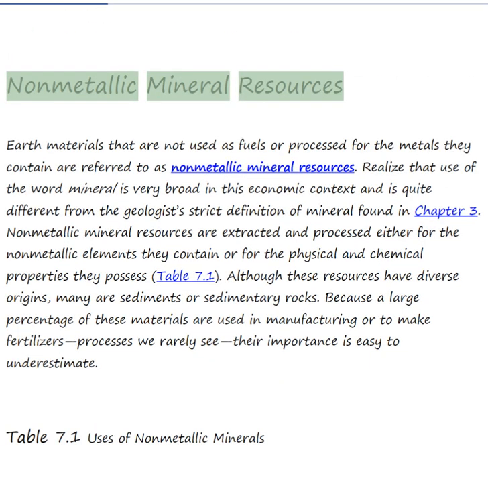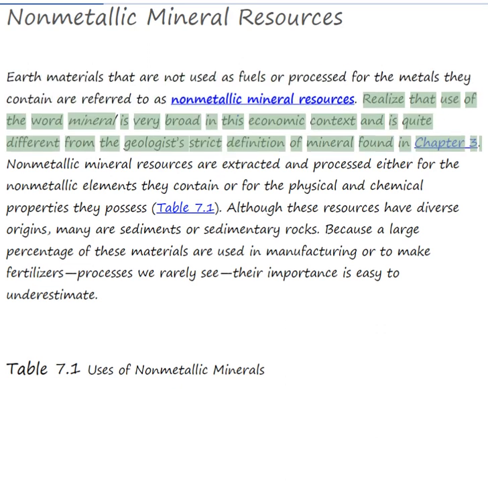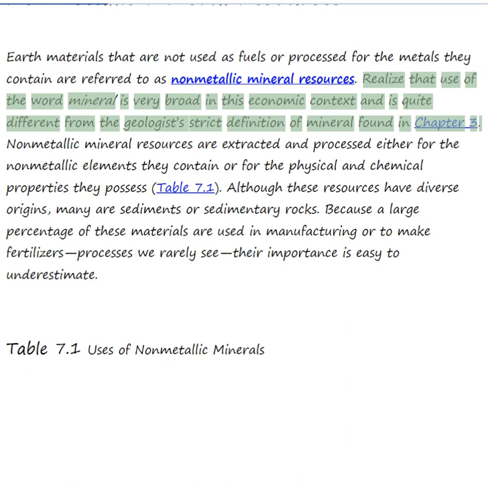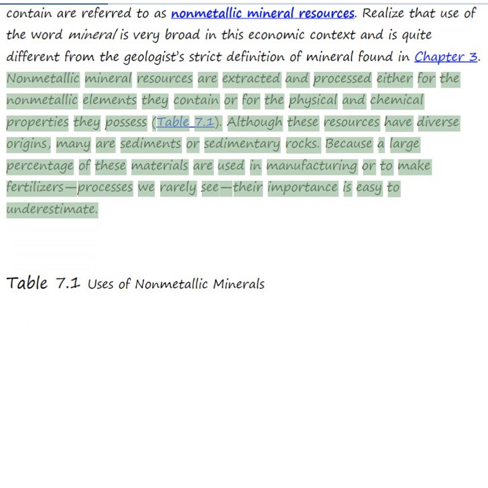Non-metallic mineral resources. Earth materials that are not used as fuels or processed for the metals they contain are referred to as non-metallic mineral resources. Realize that use of the word mineral is very broad in this economic context and is quite different from the geologist's strict definition of mineral found in Chapter 3. Non-metallic mineral resources are extracted and processed either for the non-metallic elements they contain or for the physical and chemical properties they possess. Although these resources have diverse origins, many are sediments or sedimentary rocks.